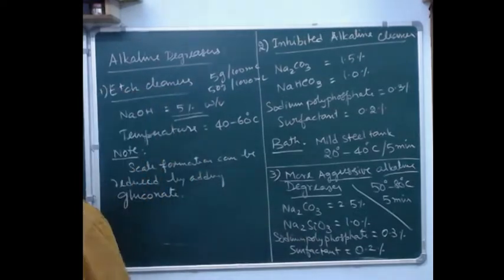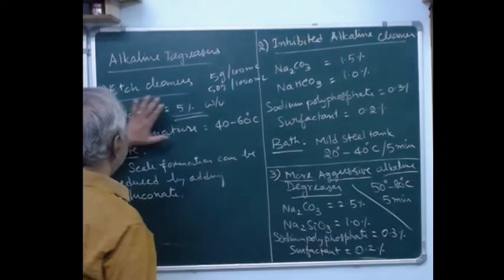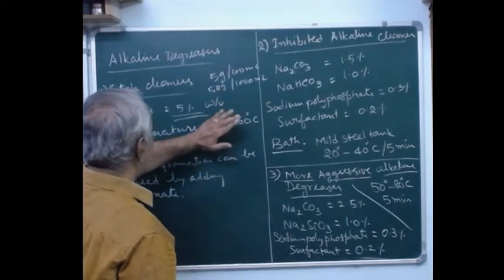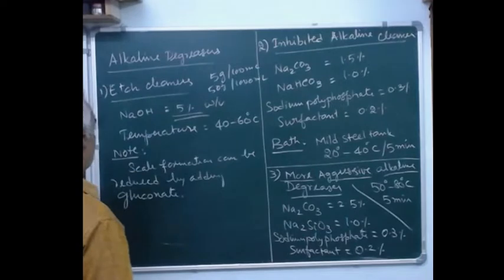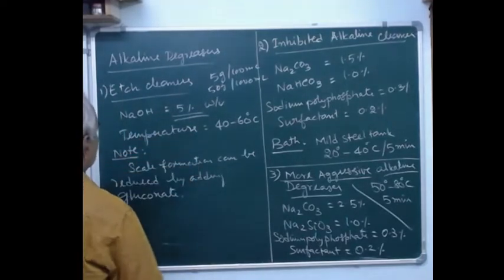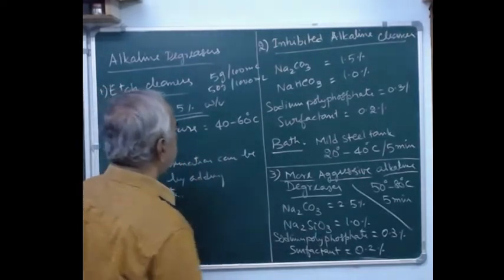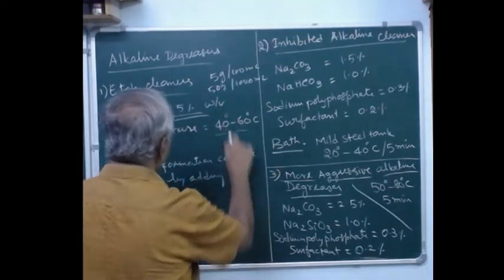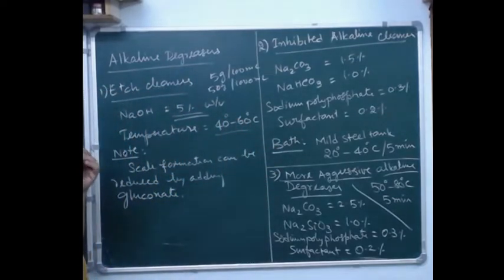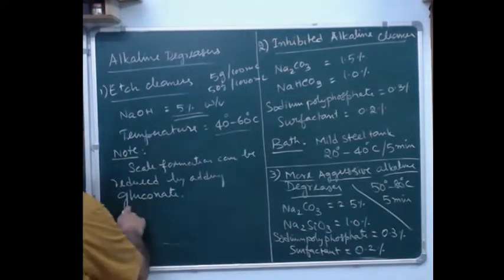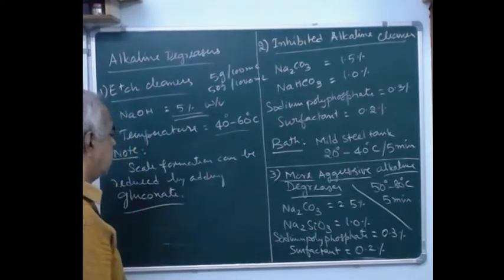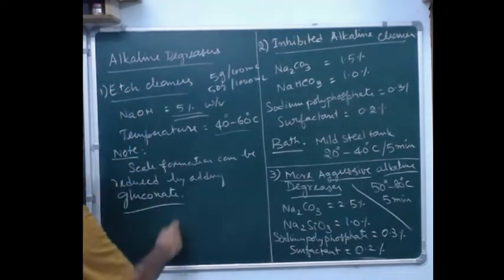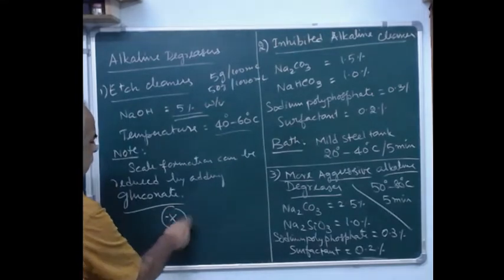Right. Now, sodium hydroxide, we have to take 5% weight by volume. The remaining 95%, if it is weight, then you can take water. So it is made up with water. And the temperature should be maintained between 40 and 60 degrees Celsius. But here you can avoid the scale formation by using gluconate. This is a special additive that is used for descaling. So you can add this important additive also. This is available in the market.